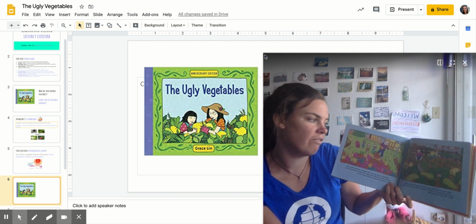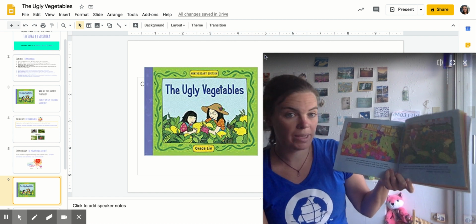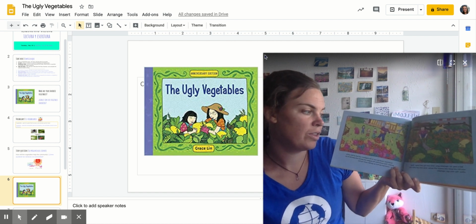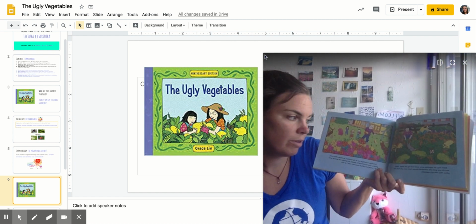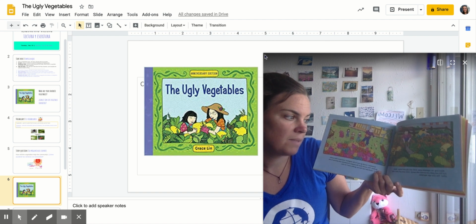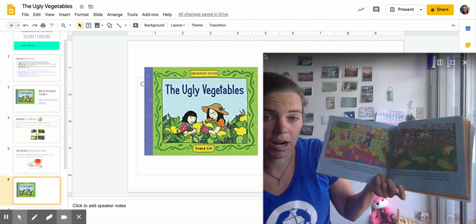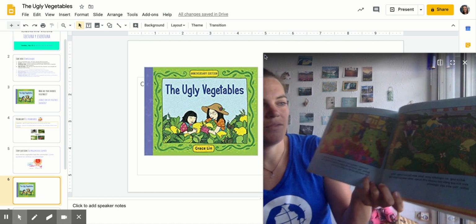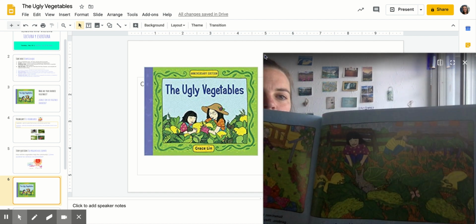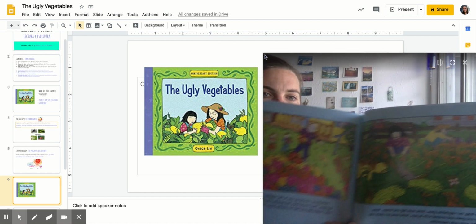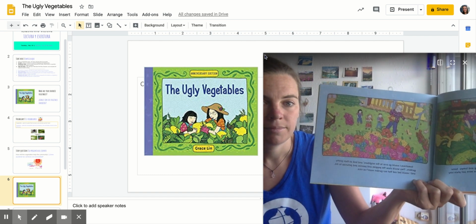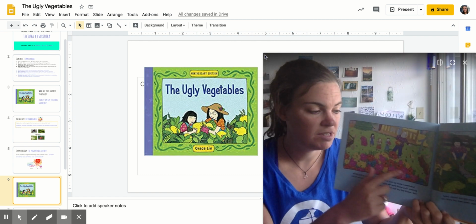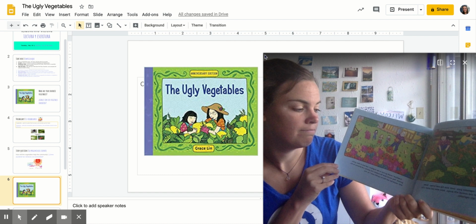Before long, our vegetables grew. Some were big and lumpy. Some were thin and green and covered with bumps. Some were just plain icky yellow. They were ugly vegetables. Why do you think she is feeling that these are ugly vegetables? Maybe because she's comparing them to the colorful flowers?